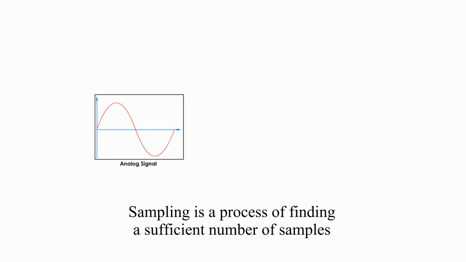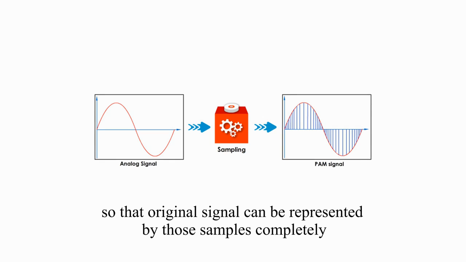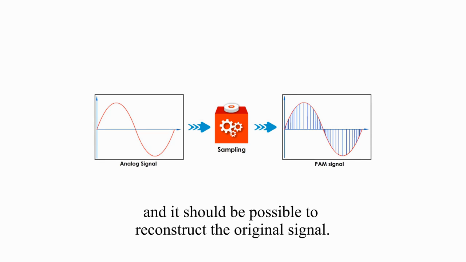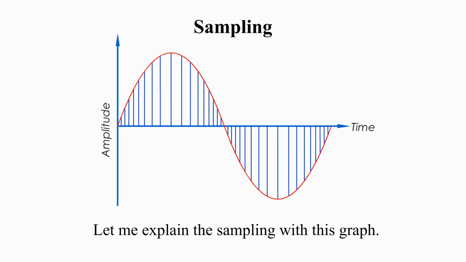Sampling is a process of finding a sufficient number of samples so that the original signal can be represented by those samples completely, and it should be possible to reconstruct the original signal. Let me explain the sampling with this graph.